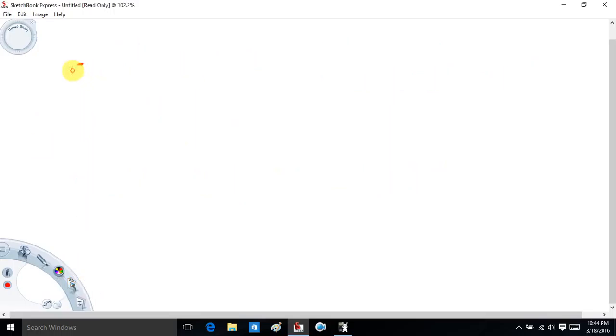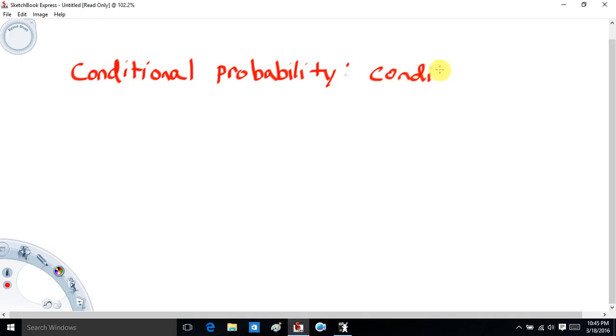Another definition of conditional probability is that there's a condition that limits the sample space. So let's look at an example.